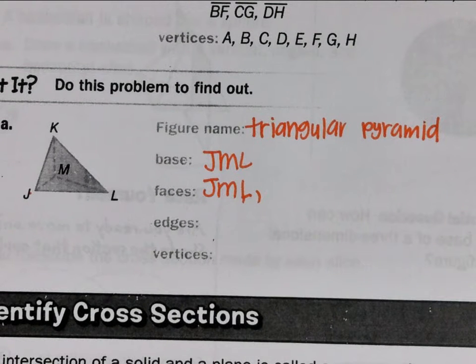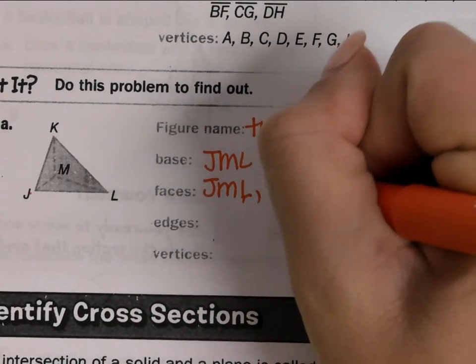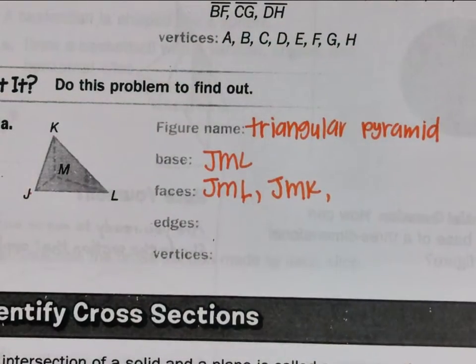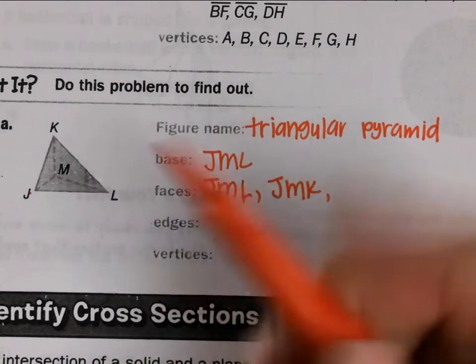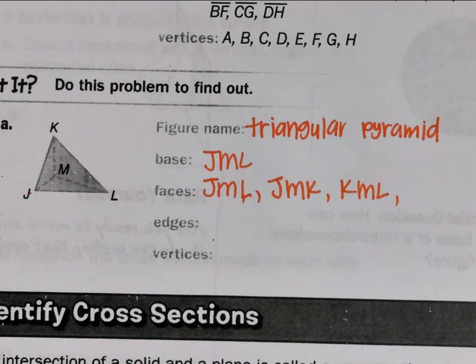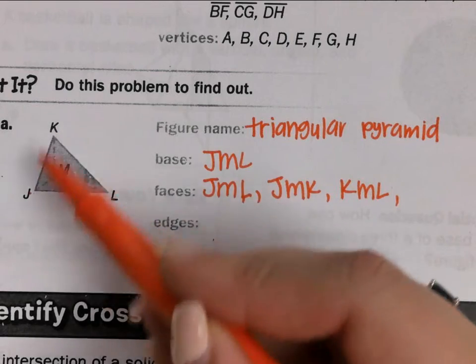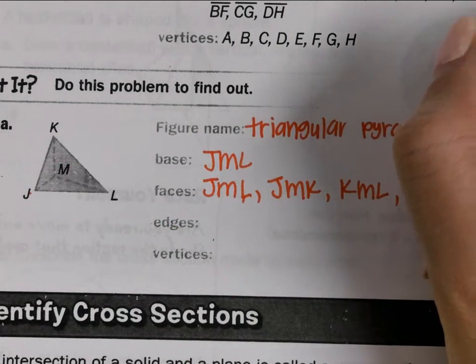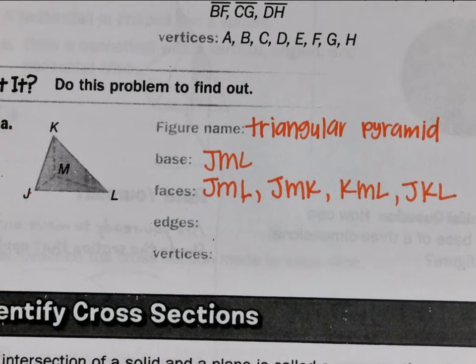What's another face? JMK. Okay. K what? KML. And last one? KJL. It's that first front one. JKL. Okay. So I've got 4 faces.